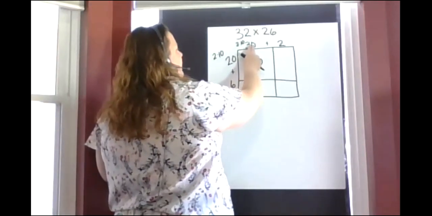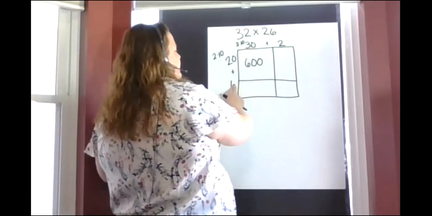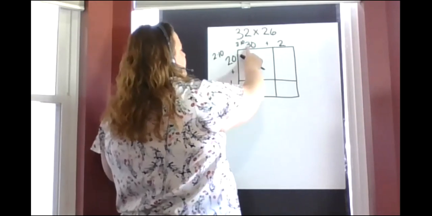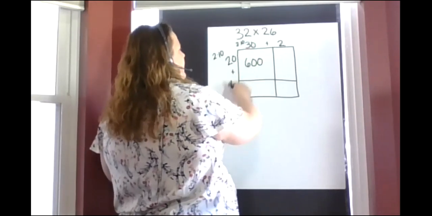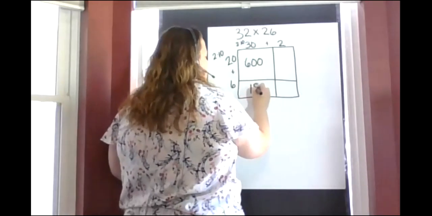So let's continue here. We have 30 times 6. So I know, well, 3 times 6 is 18, times that 10 makes 180.